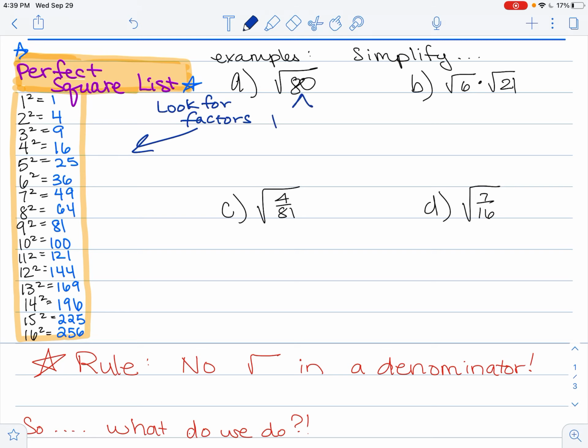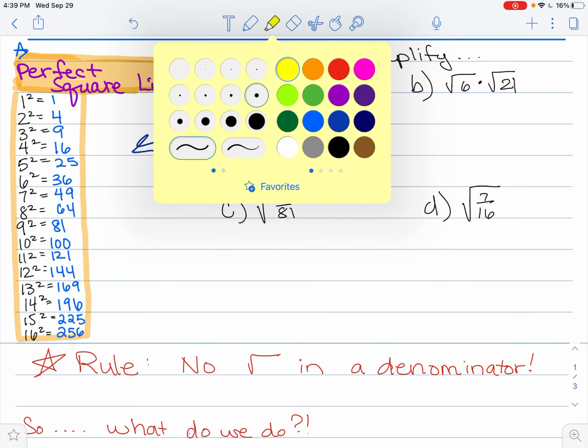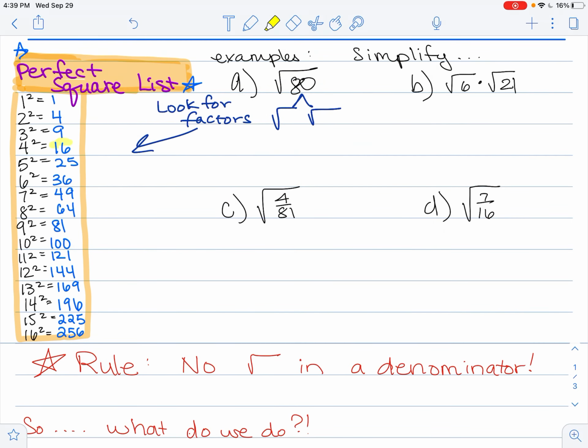So I know 80 can be split up as some root times some root, and if I'm not sure, I can always use a calculator, but I know that 16 right here is a factor of 80. So I know 16 times 5 is 80. And the root of 16 just becomes a 4. So this is just 4 times the root of 5. That's how we simplify it using a radical.